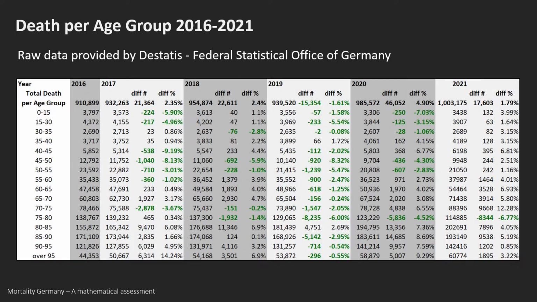As I said, Destatis is providing figures for the total deaths per age group. So we can see every year how many people die in which age group. The only thing I added to this table is the difference in numbers and the difference in percentage. We can also see in the age group 75 till 80, from 2018 onwards, every year fewer people died in that age group. In the year 2019, almost every age group had fewer deaths than the year before.